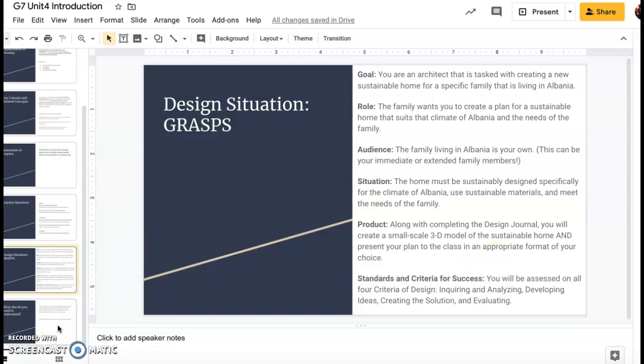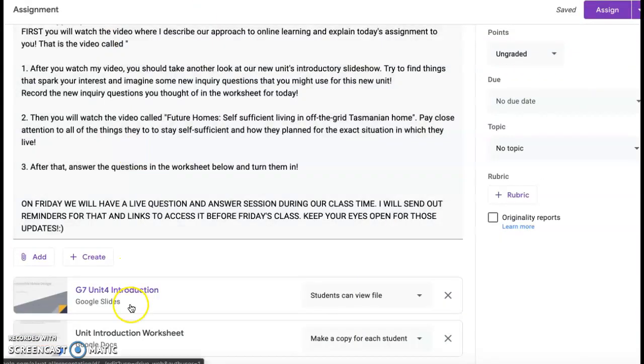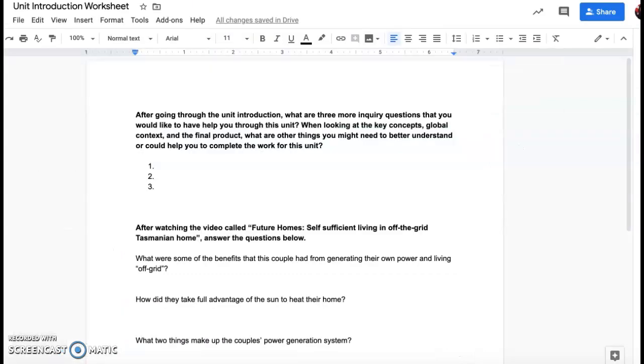So your assignment for today, guys, is I want you to think of some more inquiry questions you might need to follow through with to better understand architecture and sustainability. And you will record that in the worksheet that is attached to the assignment here. You record those 3 questions. I want you to come up with 3 more inquiry questions that you think you might need to complete this project, to understand this unit better. You're going to come up with 3 more inquiry questions on your own.